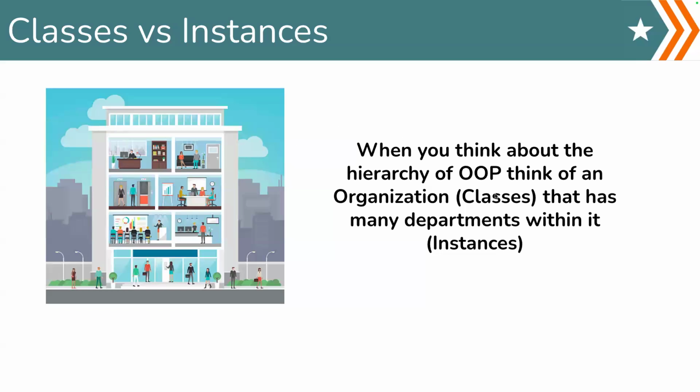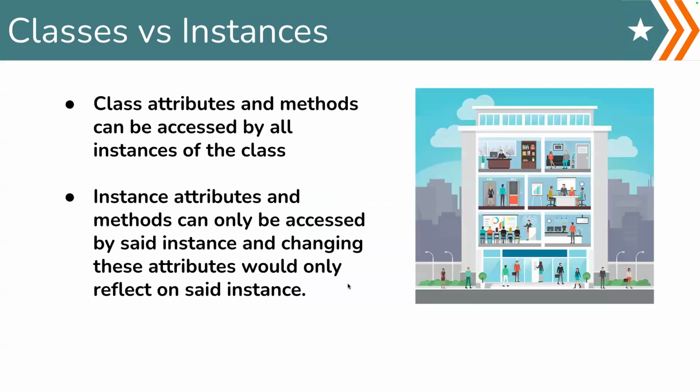All right, this may be a little bit more clarified once we start seeing it in code. We can start thinking about class attributes and methods that can be accessed by all instances of the class, and then instance attributes and methods that can only be accessed by said instance, and changing these attributes would only reflect on one instance.